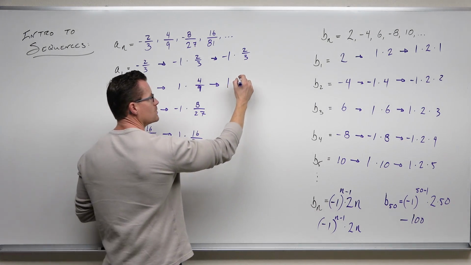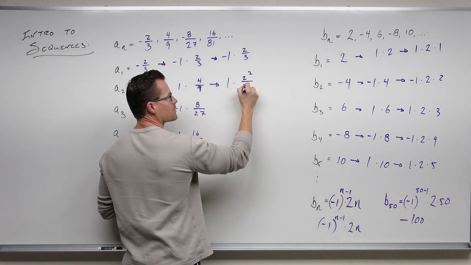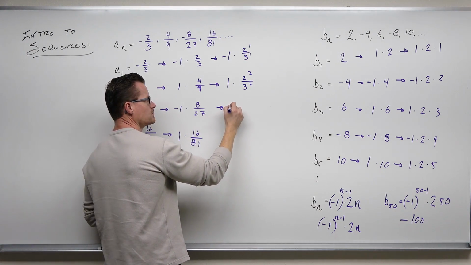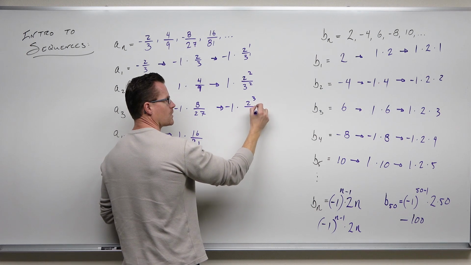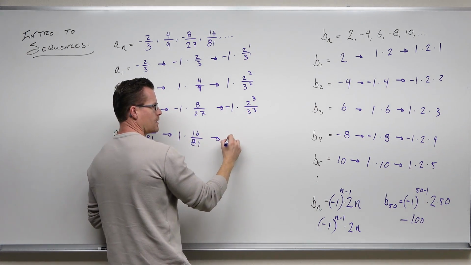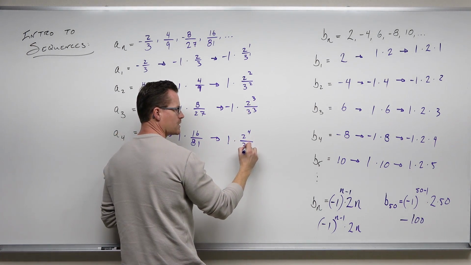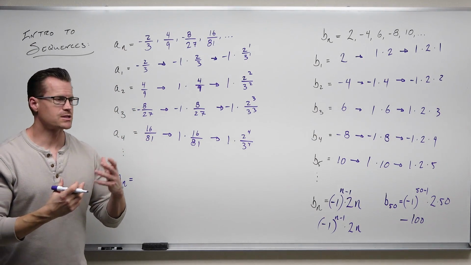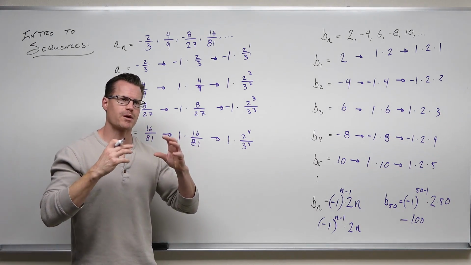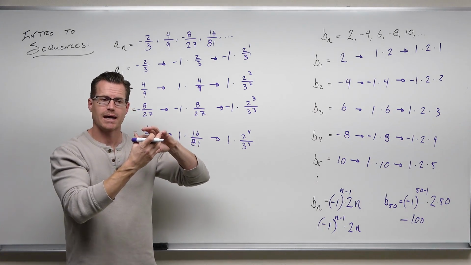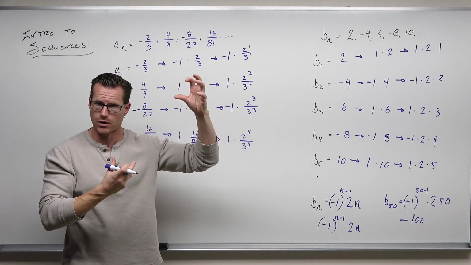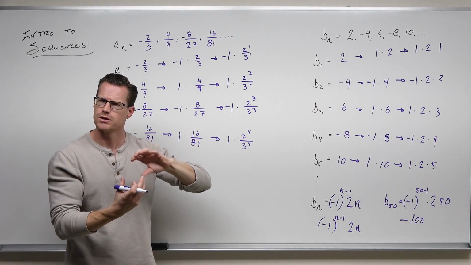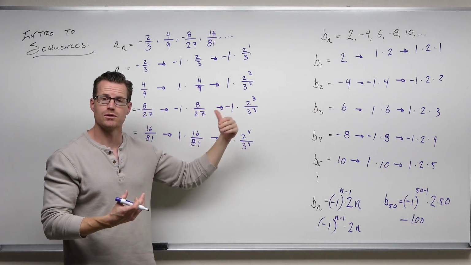Now, you could write it that way too. 2 to the second over 3 to the second. This is 2 to the first over 3 to the first. And 2 to the third over 3 to the third. And 2 to the fourth over 3 to the fourth. Can you make it even simpler? Because the numerator and denominator are both raised to the same power, can we factor that power out over the division and have 2/3 to the first, 2/3 to the second, 2/3 to the third, 2/3 to the fourth?